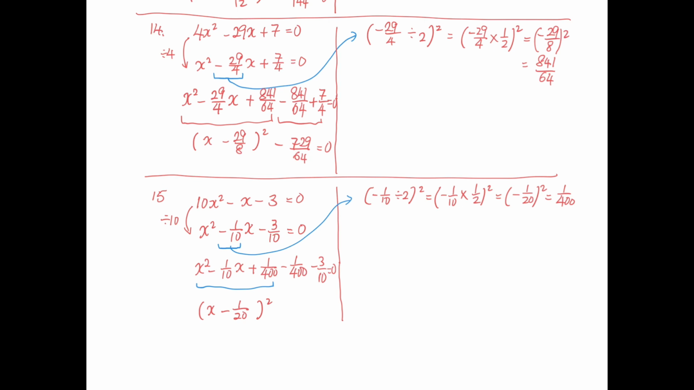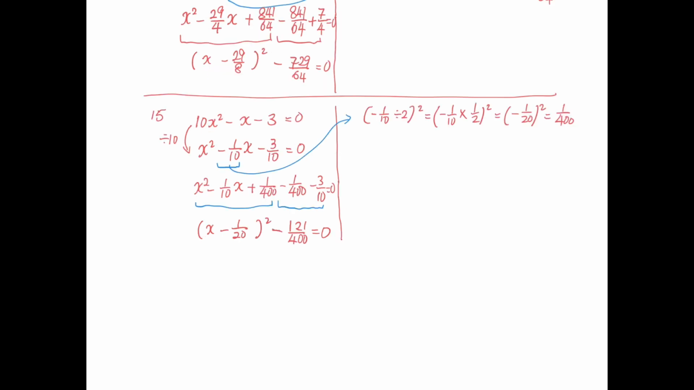So the first three terms have been changed to this one. And the last two terms, we press calculator. So minus 1 over 400, minus 3 over 10. So we get minus 121 over 400 equal to 0. And done, completing the square. Okay, so I have done 15.